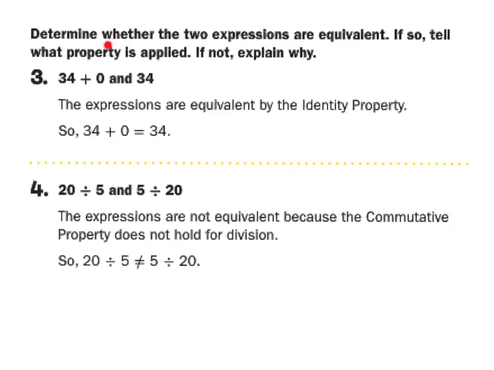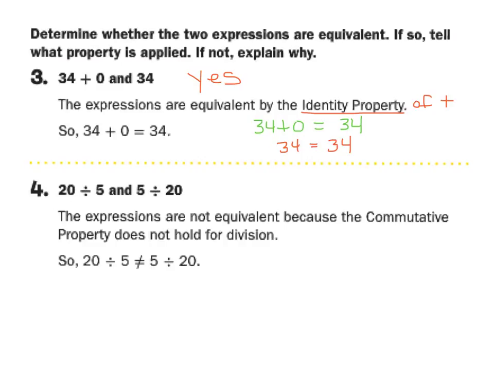Now they'd like us to determine whether the two expressions are equivalent, and if so, tell what property is applied. If not, explain why. So we start here with 34 plus 0 and 34. So I'll rewrite it. 34 plus 0 equals 34. And if we do our math, 34 plus 0 is 34, and it is equal to 34. So, yes, they are equivalent, and they're using the identity property of addition.